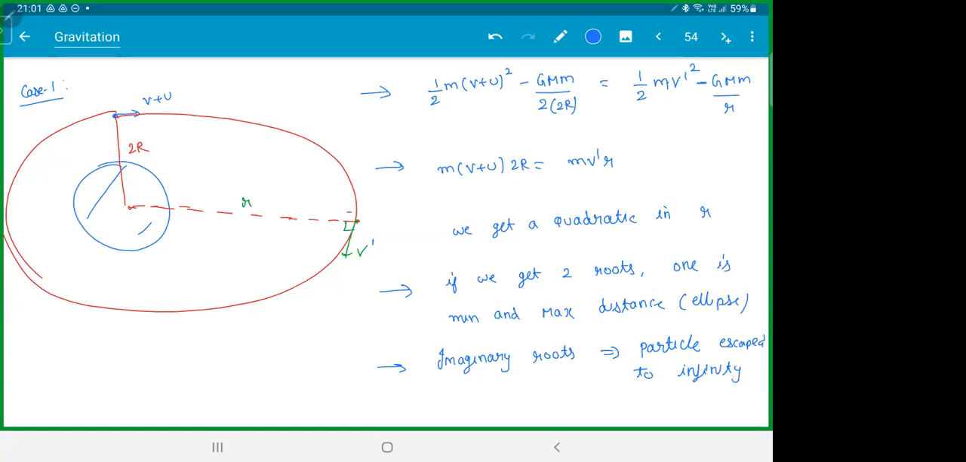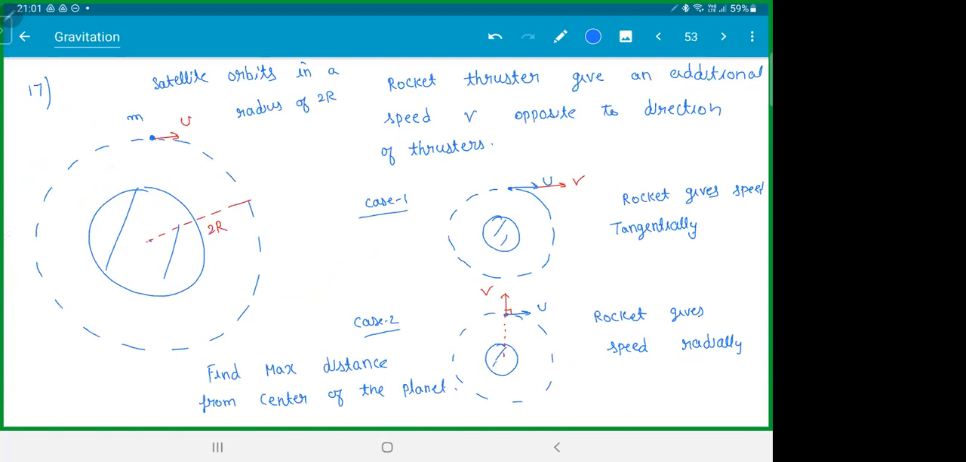Got it? So I could ask you that kind of question also in the exam: find the additional thrust that has to be provided so that it escapes to infinity, or escapes the planetary gravity. Got the idea? Can you do the second case now? Same thing, but this time you gave the velocity v radially.